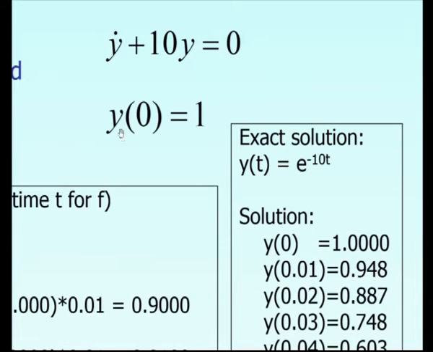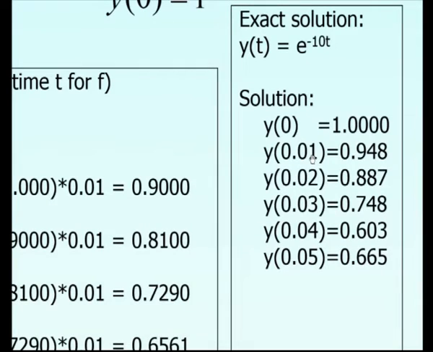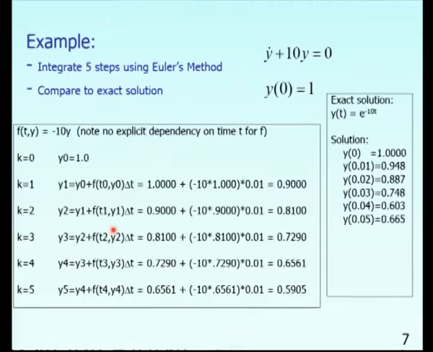The step size I can take to be 0.01. So, y naught is given, that is the initial condition, y naught is 1. The exact solution is computed at consecutive steps of 0.01, 0.02, 0.03 and so on, and this is the exact solution value. And now, using Euler's method, it is computed.